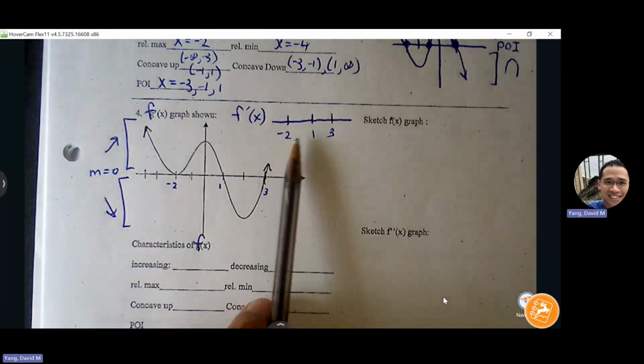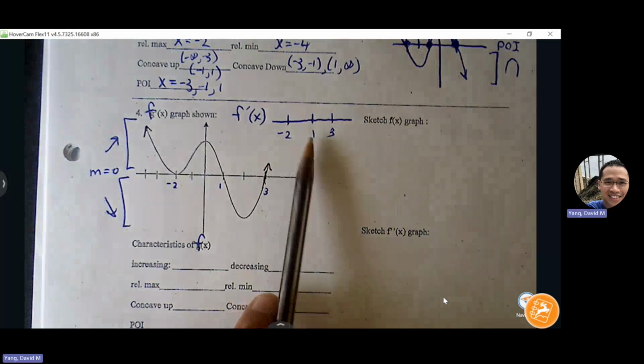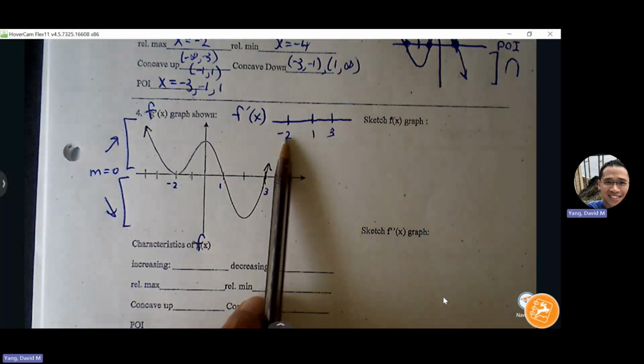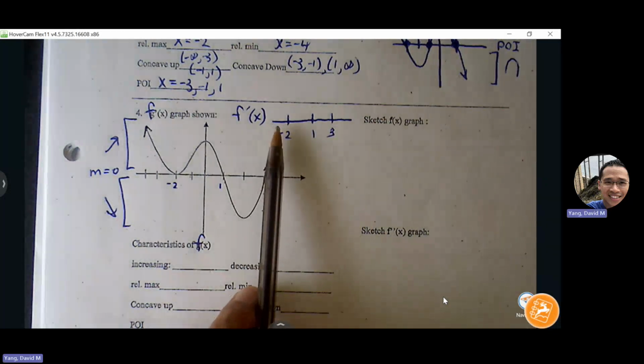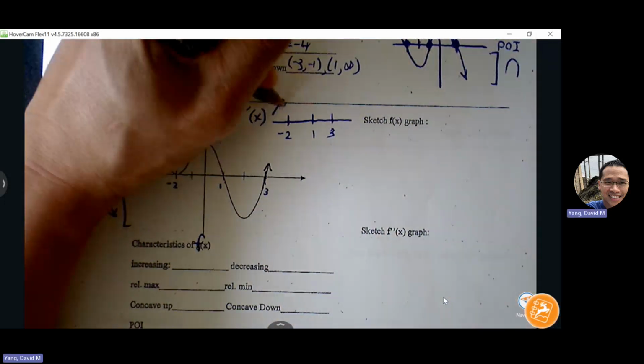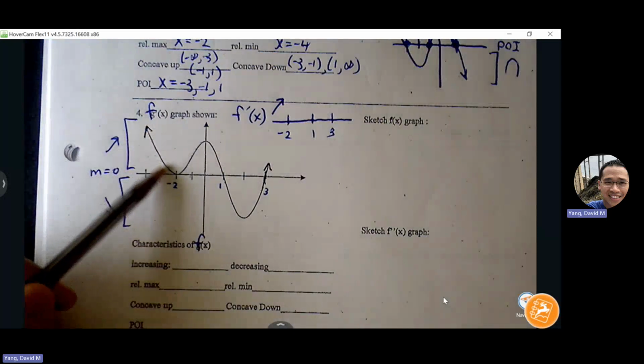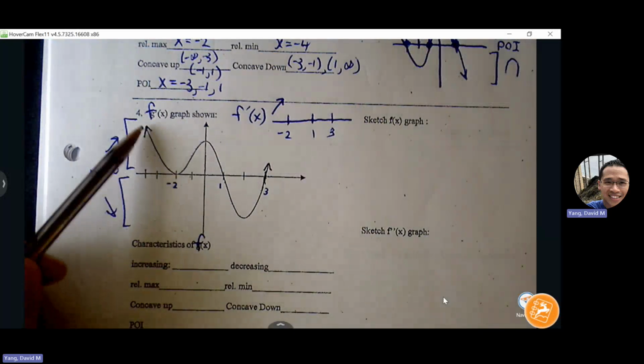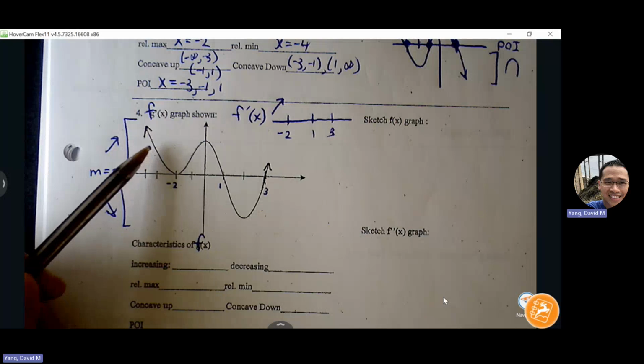Okay, are we good with the x-intercepts representing the potential relative max, relative mins? Okay. All right, what do we put to the left of -2? Increasing. I know it's going to be tempting to say decreasing because that's what the graph looks like, right? But that decreasing is telling us something else, right?